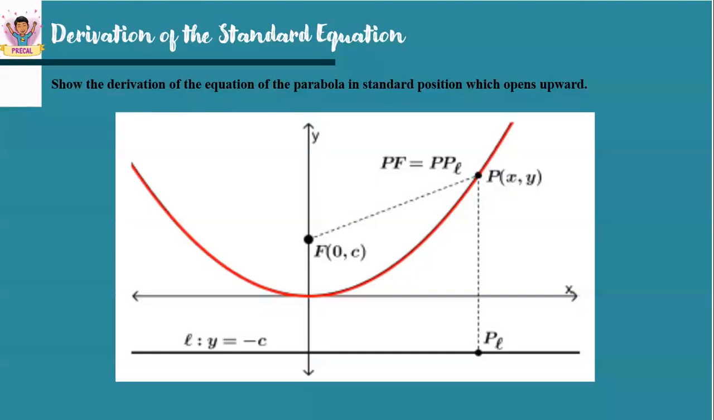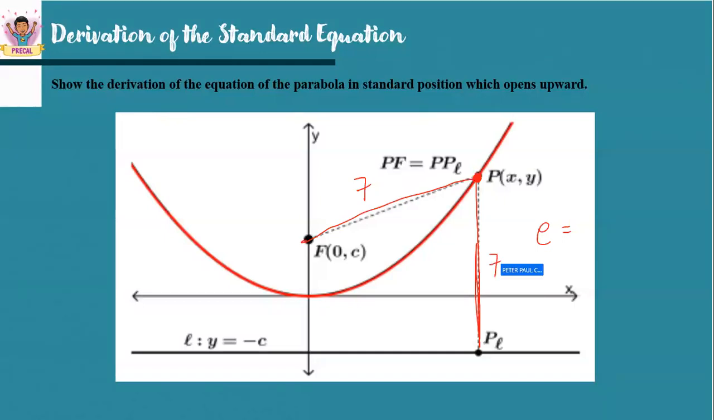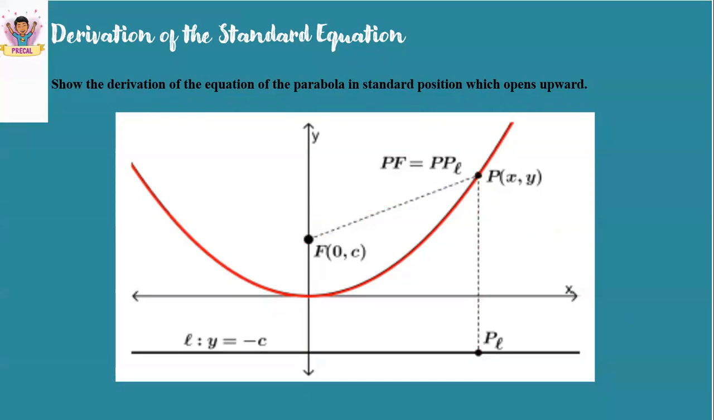By definition, we know that the distance from any point on the parabola going to the fixed point and from that point going to the fixed line is constant, which defines the eccentricity of the parabola, which is equal to 1. Say, for example, this is 7 units and this is also 7 units. So 7 divided by 7 is 1. Therefore, the eccentricity of the parabola is indeed 1.